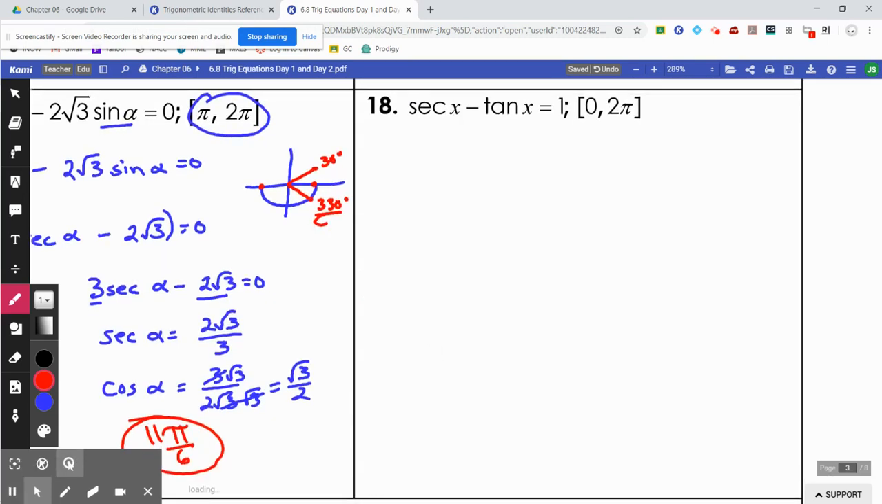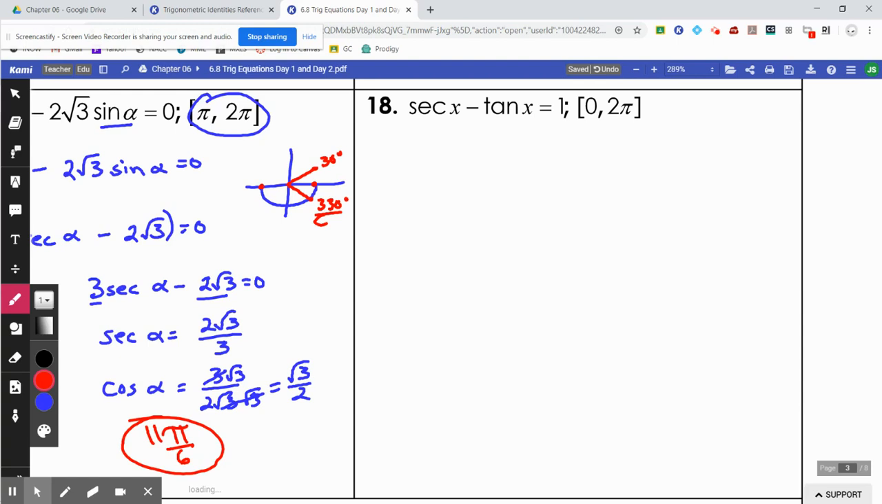Okay, number 18. Now this one's a little tricky. You could try to change secants and tangents to be the exact same. You're not going to have a lot of success with that because we could change secants to 1 over cosine, tangents to sine over cosine, and you're not going to be able to factor that out because, well, one main reason, this is not equal 0. It's not going to factor out like the other ones did. However, this one provides us with an opportunity to show you a trick that you can use.